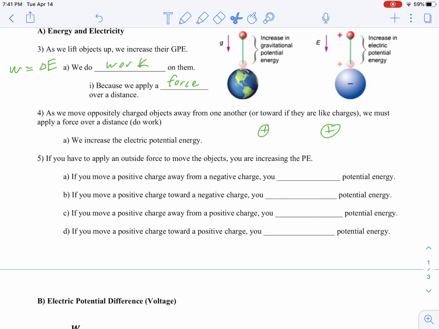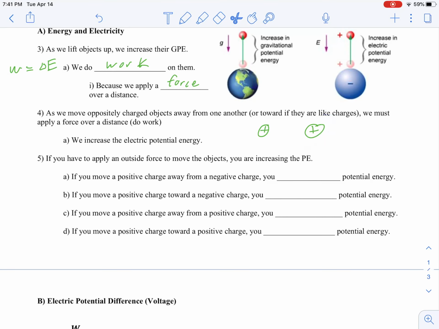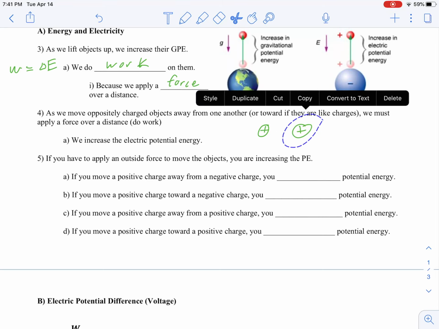Now, let's say they were like charges. I'll start them off right here. What are these two objects going to do when you let go of them? They're going to have a tendency to move apart, right? So, if you apply an outside force, you move them towards each other, right? If you're pushing, it requires force to push them closer together. So since you're applying a force to get them closer together, you are doing work. You are increasing the potential energy of the system, in this case, electrical potential energy.